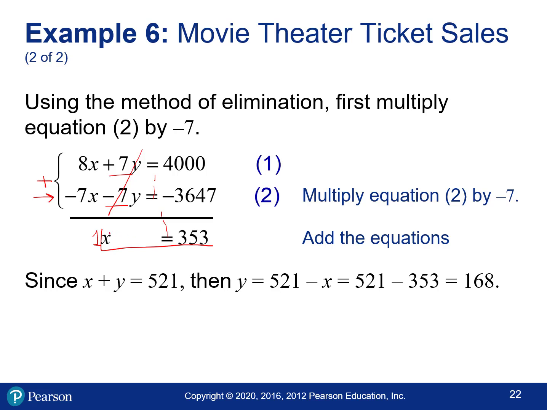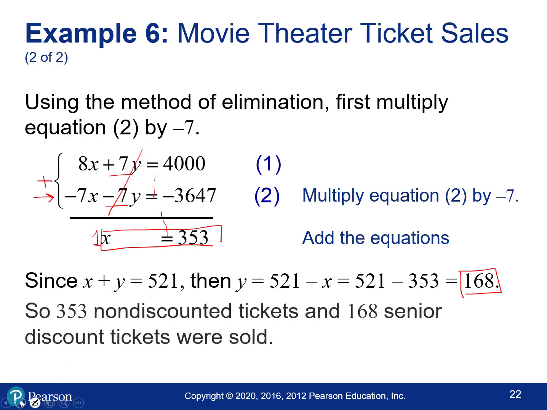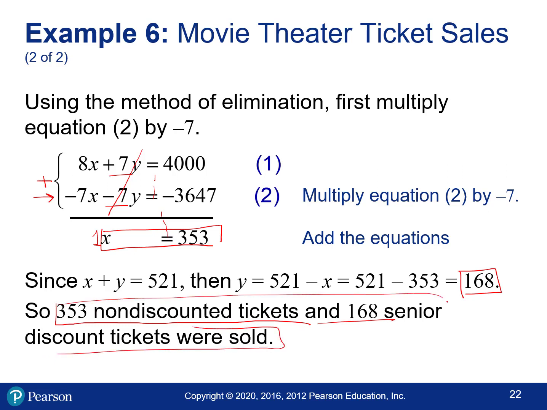So we know x is 353, and then if we plug that into one of our equations, we can plug that into the second one and solve for y. So y is 168. So we know that 353 $8 or non-discounted tickets were sold, and 168 discounted or senior tickets were sold. So we solved our system of equations.